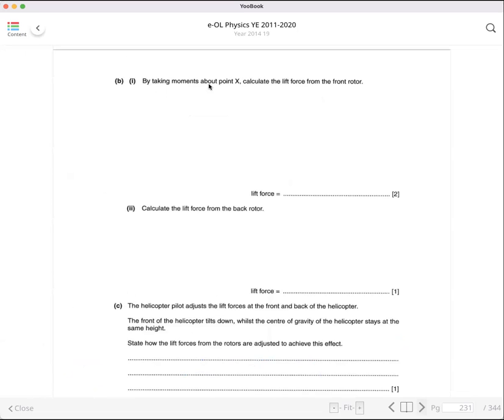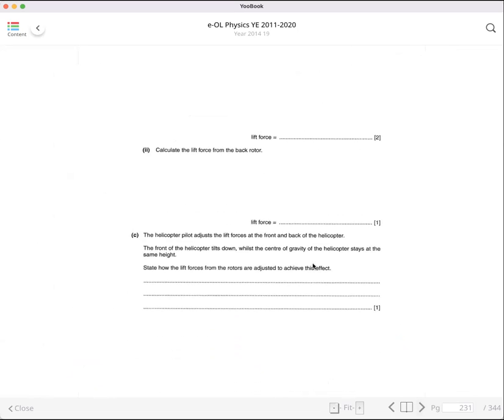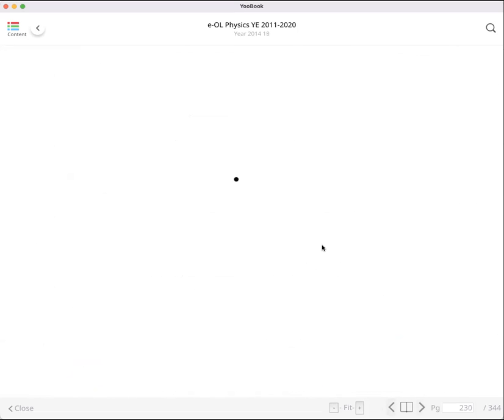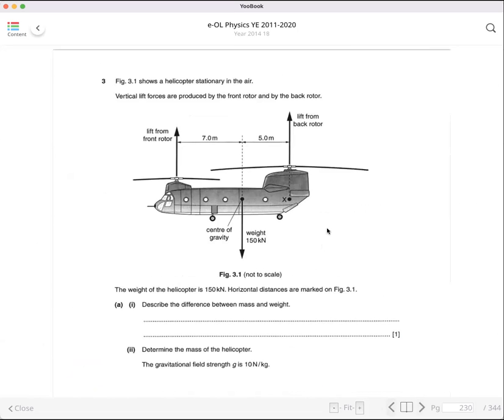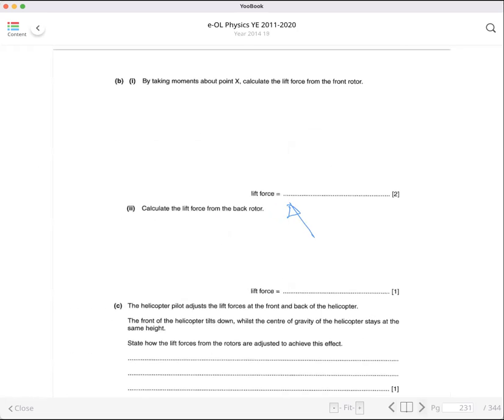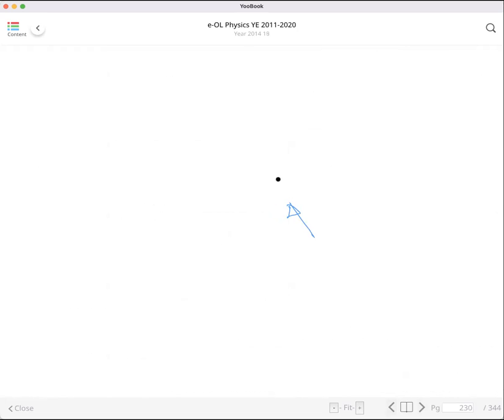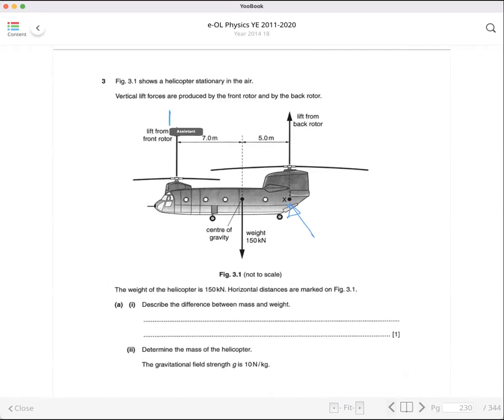Okay, so by taking moments about point X, calculate the lift force from the front rotor. Okay, so everybody do this now. Where is X? Okay, so taking pivot from here. You're supposed to calculate the lift force from the front rotor. So basically, also find the force here. Can both of you do this now?